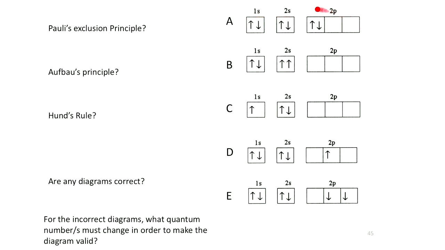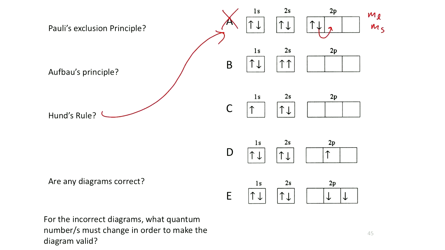Is diagram A correct? No, but why is it incorrect? Which rule does it violate? Hund's rule, yeah, because we want this electron to be over here and spin up, so we would have to change its ML and its MS to fix it. So A violates Hund's rule.